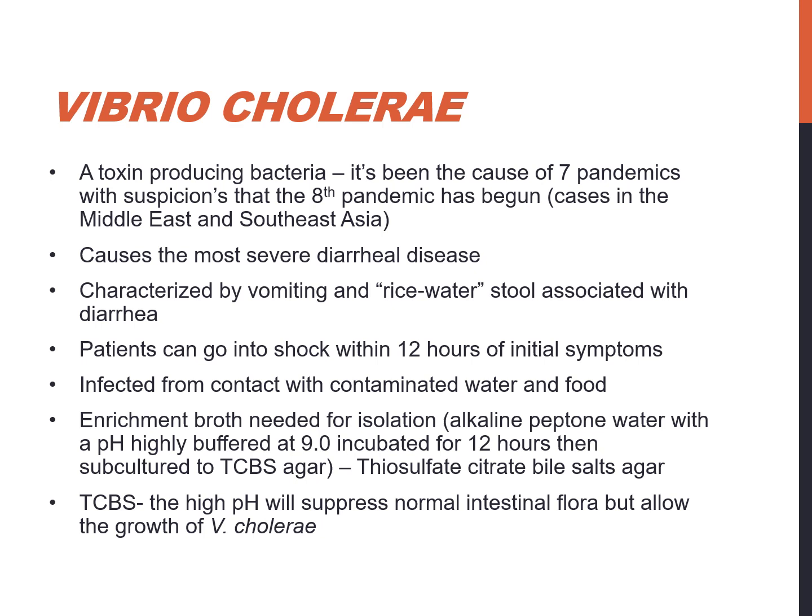Thiosulfate citrate bile salts agar differentiates our sucrose-positive strains of Vibrio from our sucrose-negative strains of Vibrio. The high pH will suppress normal intestinal flora but allow the growth of Vibrio cholerae. Vibrio cholerae on TCBS looks yellow, and that is due to the sucrose fermentation.